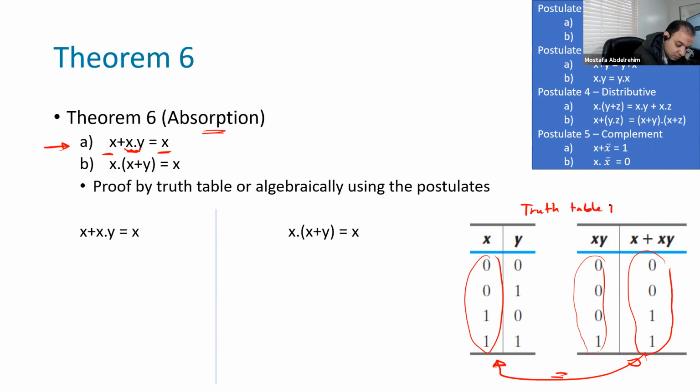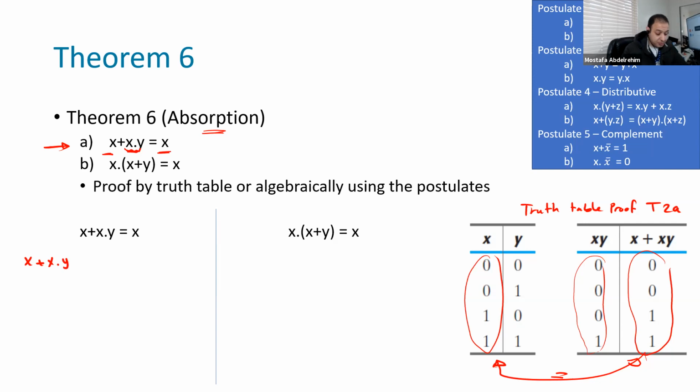For theorem 2a, we should do it similarly. It's very simple. But what's interesting here is to prove them algebraically. So let's do that. Again, we do the same thing. We look at the postulates or axioms that we have and try to deduce, derive, or prove that the left-hand side is equal to the right-hand side. So let's start by the left-hand side, x or x dot y.